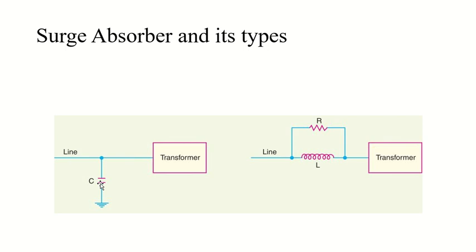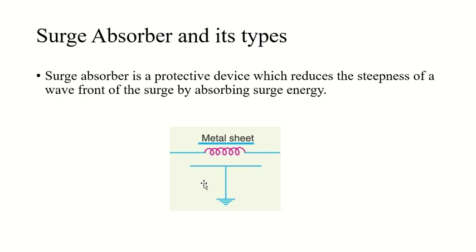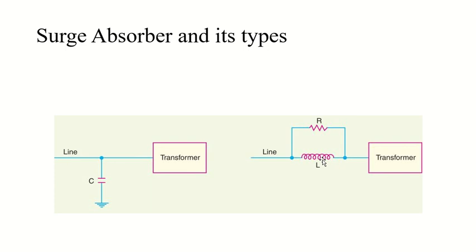There is another type of surge absorber as well. It consists of a parallel combination of choke and resistance, which are connected in series with the line, as you can see here. Now the choke will offer high reactance to the surge frequency. If you remember the formula, XL is equal to 2 pi FL. The surges are therefore forced to flow through the resistance R, where they are dissipated.